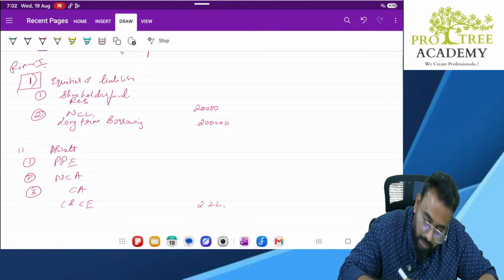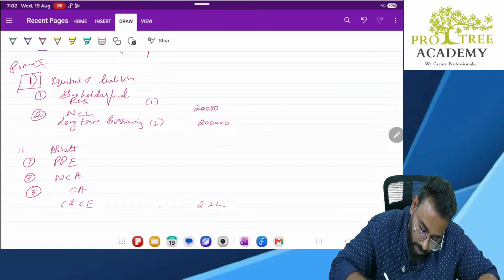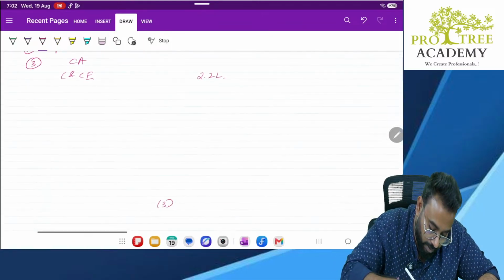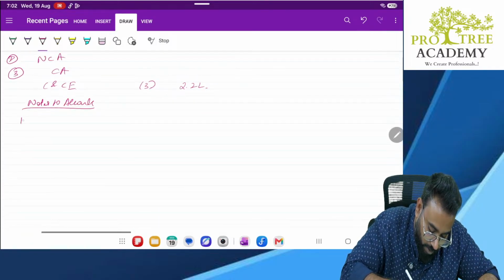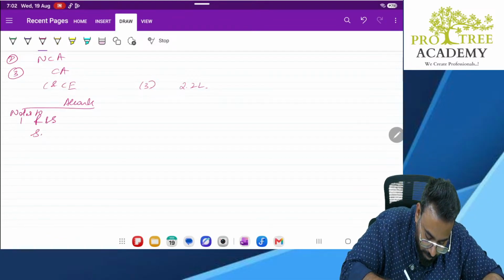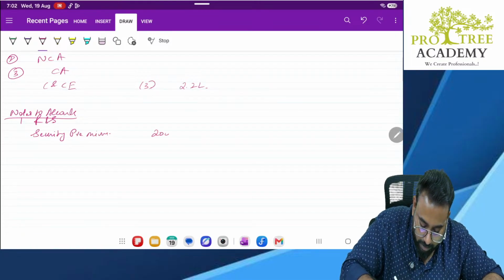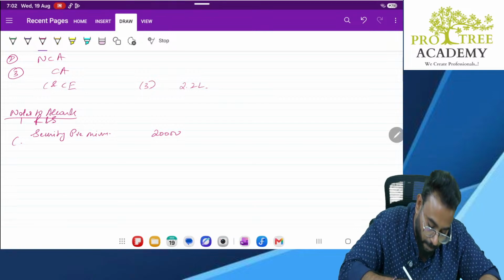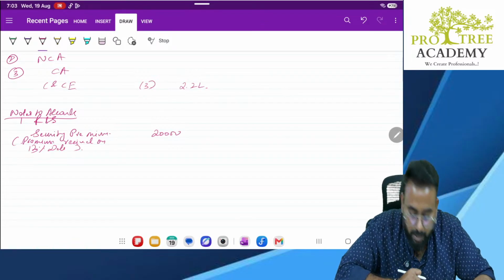Clear? In fact, after showing this, we have to prepare notes to accounts. 1, 2, 3. Okay? Notes to accounts. 1. Reserves and surplus. Correct? So under reserves and surplus heading, write below securities premium. How much? 20,000. Here in the bracket you need to say premium received on 13% debentures. Clear? Same thing.